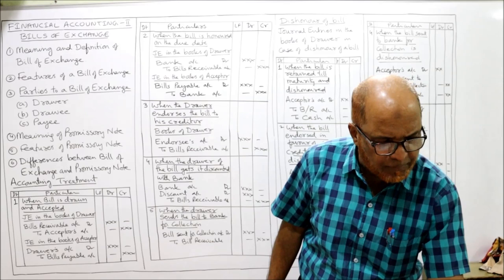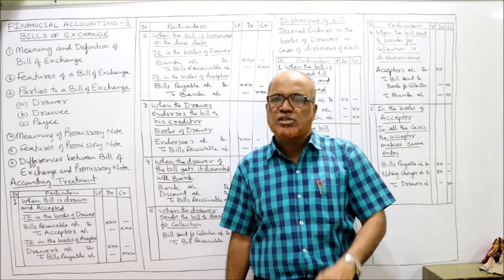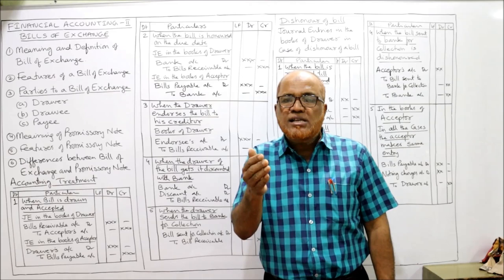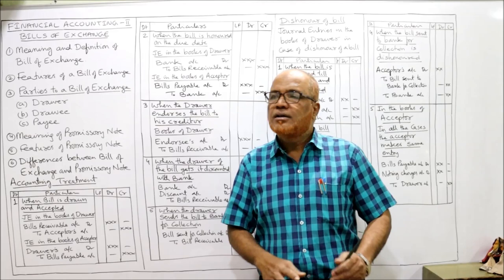So what is the difference you can see between the definition of bill of exchange and promissory note? In bill of exchange, it contains an order to pay, whereas in promissory note, it is an undertaking, it's a promise, right? So this is the meaning of promissory note.